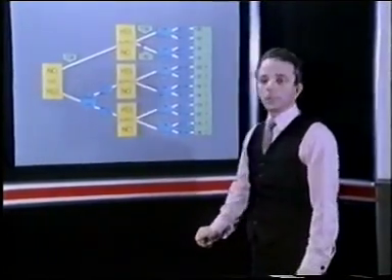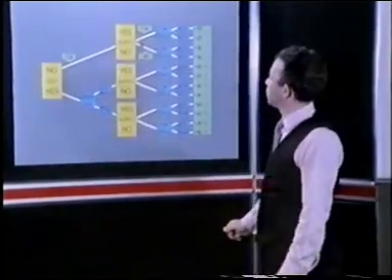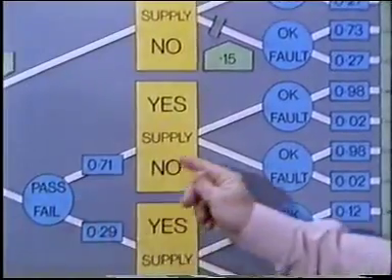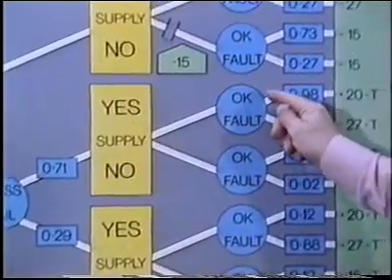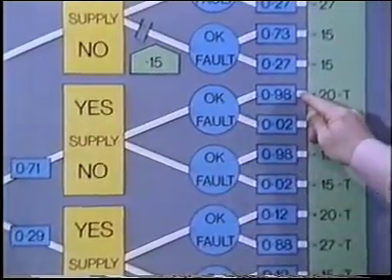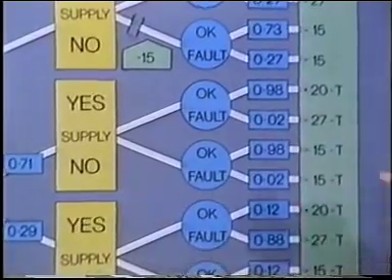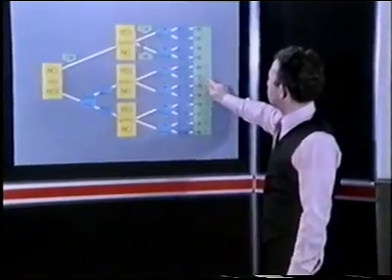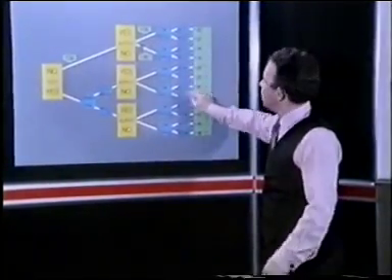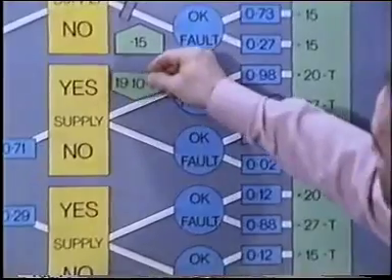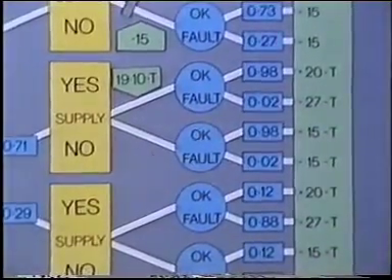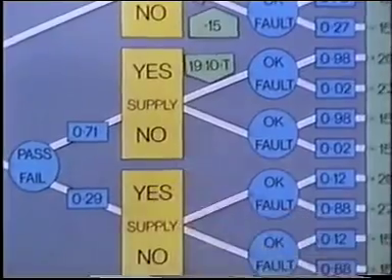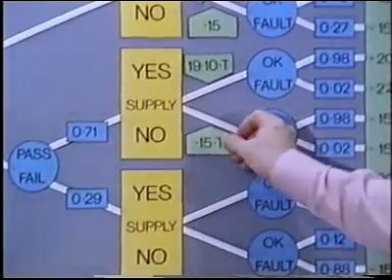We now have to consider the profit and loss implications of these results. Again, consider this point here, where an item has passed the test. If we supply it, it might be OK or faulty with respective probabilities 0.98 and 0.02, and returns 20 minus t with probability 0.98, or a return of minus 27 minus t with probability 0.02. The overall effect is an average return 19.10 minus t. In exactly the same way, for an item that has passed the test but is not supplied, the average return is found to be minus 15 minus t.